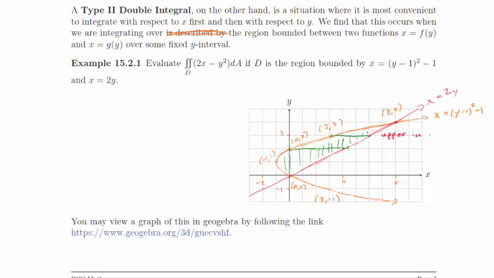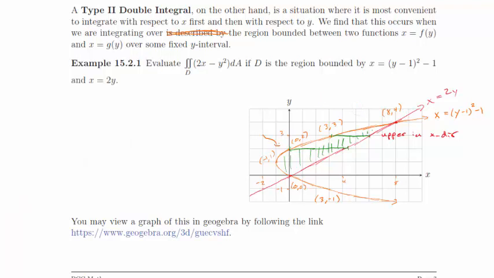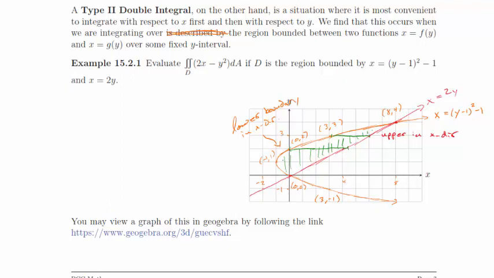So this is my upper boundary in the x direction. And the orange line, oops, slight one. This is the lower boundary in the x direction. And if we do it that way, then the upper boundary is always the red line and the lower boundary is always the orange line. So we wouldn't have to set this up using two separate integrals.